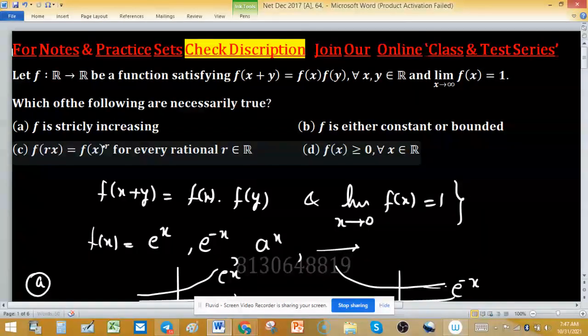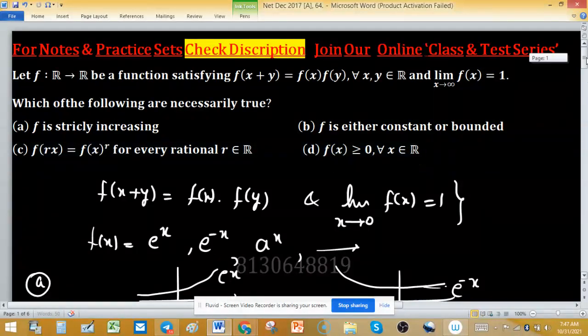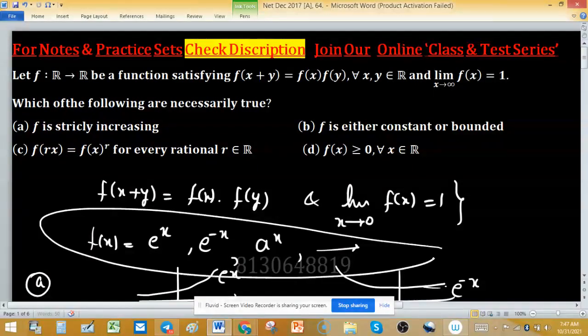So option C is correct, and you can see in all these given examples, e raised to the power x, e raised to the power minus x, the graph of the function is above the x-axis. So we can say all images are non-negative. So options C and D are correct.